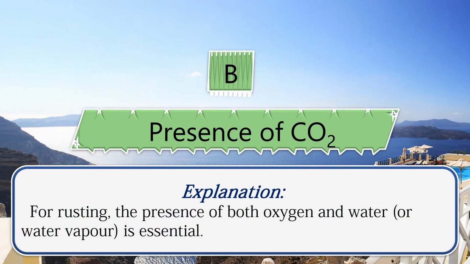The answer is presence of carbon dioxide. For rusting, the presence of both oxygen and water is essential.